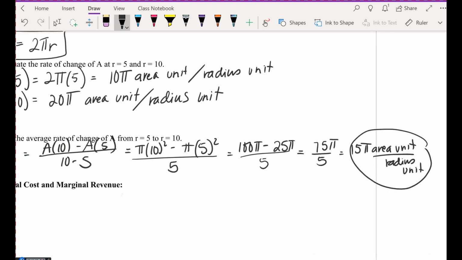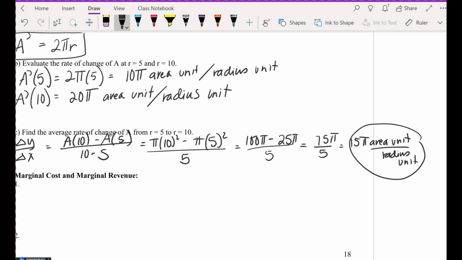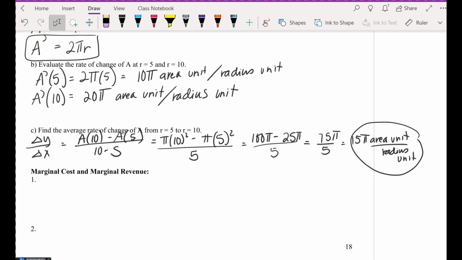Are you shocked that this value is different from the first part B? Should it be different? The average rate of change versus the instantaneous rate of change? It should be different, right? How do we compare the two? What would be the language? How do we analyze the two? What would you say about the average rate of change? How would we analyze that?